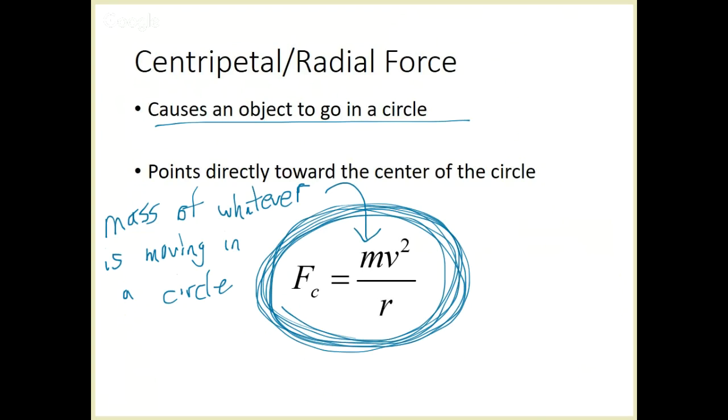Mass of whatever is moving in a circle. By the way, since force equals mass times acceleration, the centripetal force equals mass times the centripetal acceleration, which means the centripetal acceleration is just the velocity squared divided by the radius. So if you happen to know the acceleration that's pulling something toward the center of the circle, you can find the speed that it has to have at a certain radius. Cool.